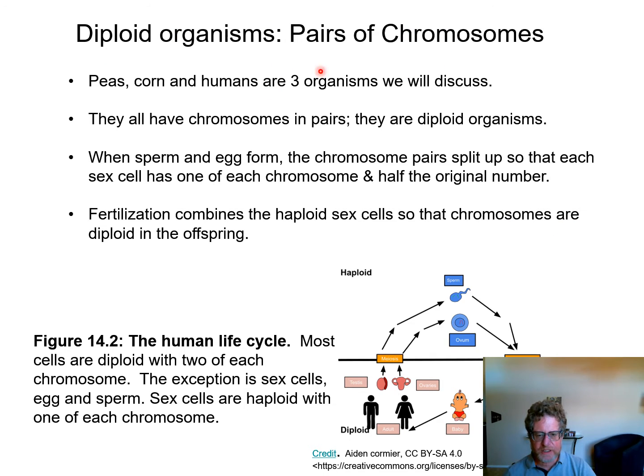So let's go through what I just told you. In diploid organisms like peas and humans, and we'll do corn in lab, they all have pairs of chromosomes, and each parent forms sex cells, and they only give one of every pair to their offspring. So the sperm and egg have one of every kind of chromosome. They're called the haploid number, or one of each. And then the chromosomes are reformed when fertilization occurs, and then you're back to the diploid number.